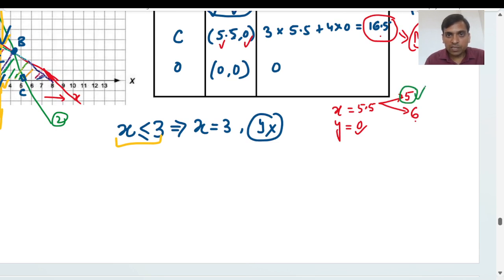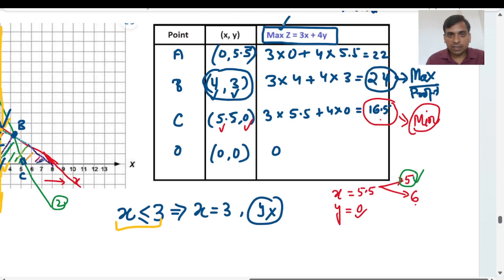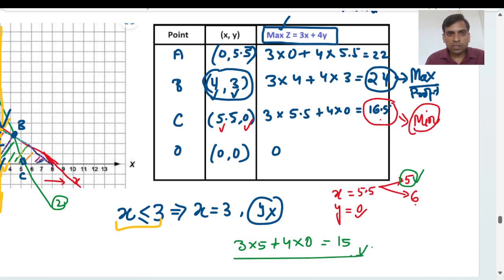And now as per this 5, you need to find total profit also. So you will replace this quantity, 3 into 5 as x equals 5, plus 4 into 0. Then you can find total profit, 3 into 5. This is 50. So this is the overall concept of optimization.